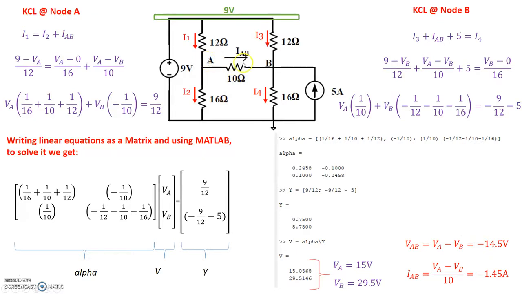Similarly, IAB is VA minus VB divided by 10. So VAB divided by 10 is negative 1.45 amps. Just like for the voltage, not to worry about the fact that the current came out to be negative. We are okay there.